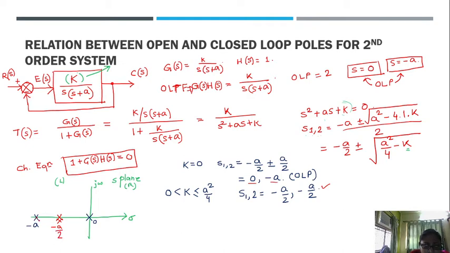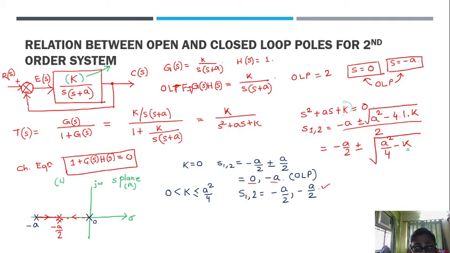That means this pole was at its initial position. So it has traversed this way, towards the back, and this pole has traversed this way. When k is equal to a square by 4, whenever you change the value from 0, they start traversing towards each other, and when it becomes a square by 4, they reach the same position, which is minus a by 2. Understood?